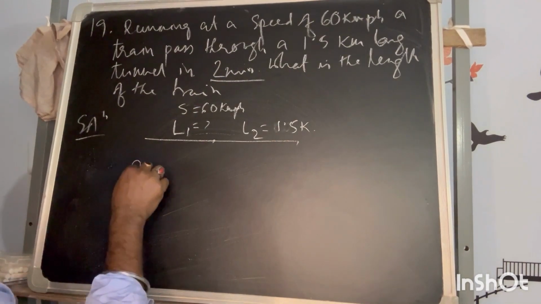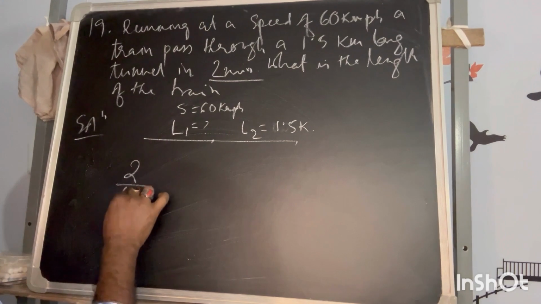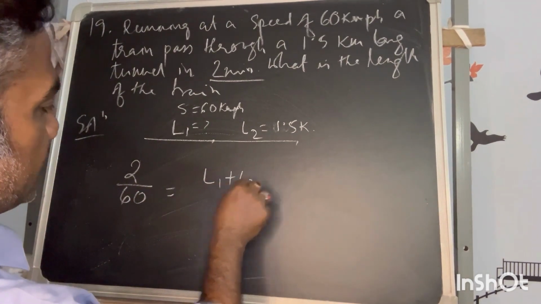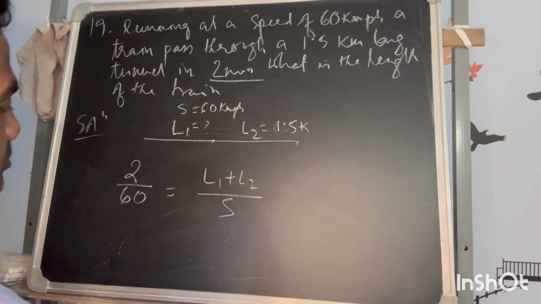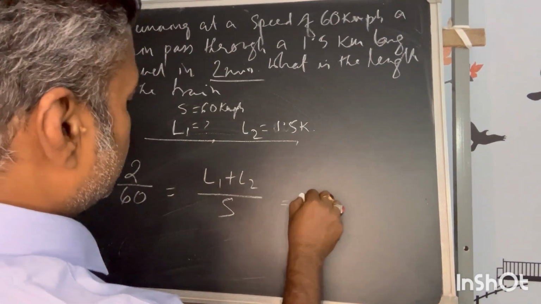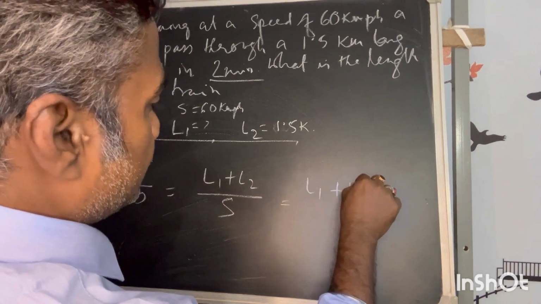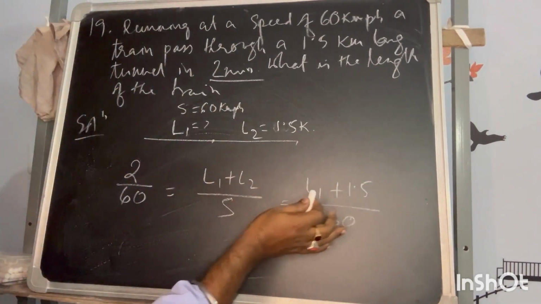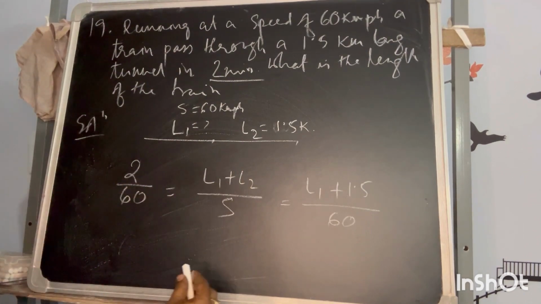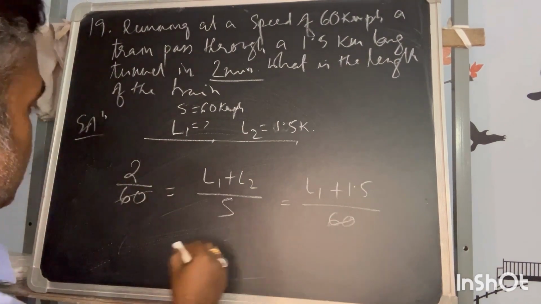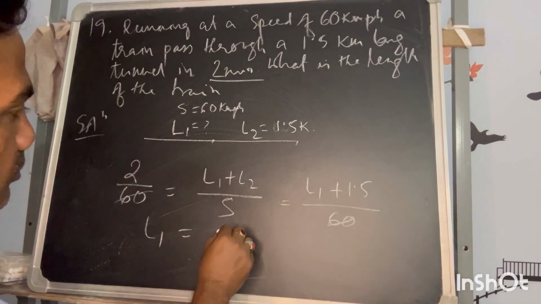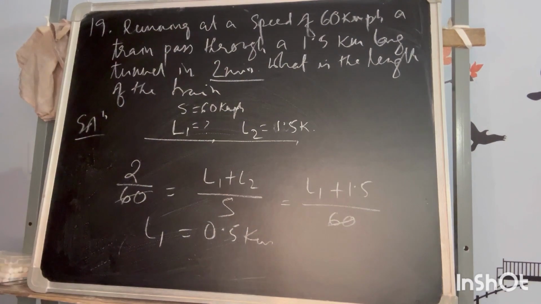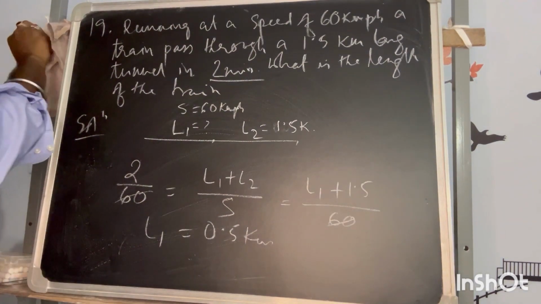So the time, 2 minutes converted into hours, is equal to the length L1 plus L2 covered with the speed S. So this will be the simple equation, where L1 is unknown, L2 is 1.5, and S is equal to 60. Everything is in kilometer and hour, so I need not worry much. So this will cancel out. So L1 is equal to 0.5 kilometer. The length of the train is 0.5 kilometer. Fine.